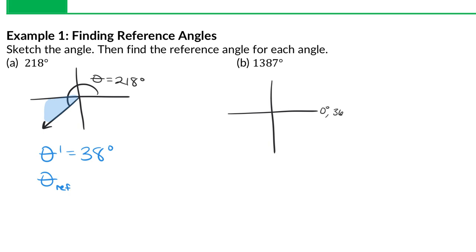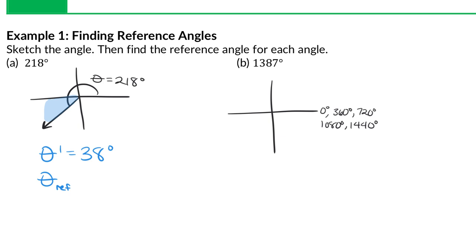360. What if I went around again? And what if I went around again? 1080. What if I went around one more time? 1440. Because you just did it. So I can loop around this circle 4 times: 360, 720, 1080, 1440.